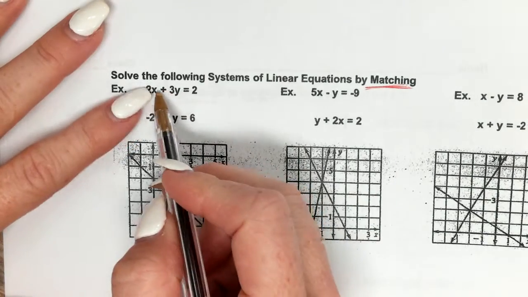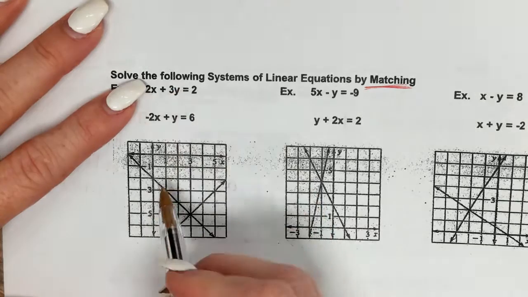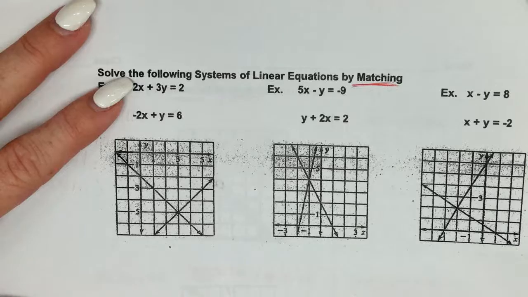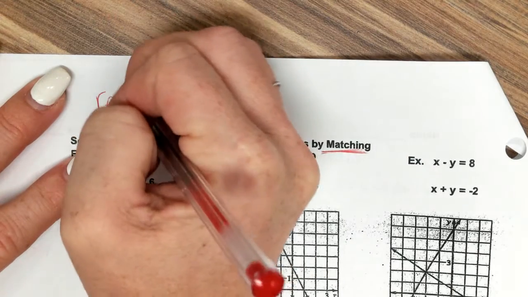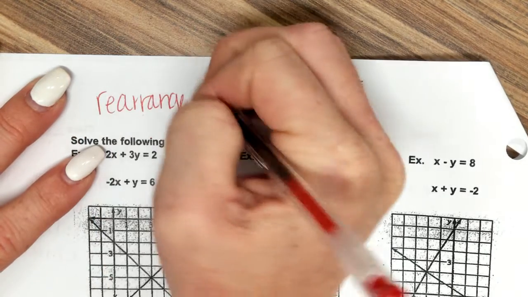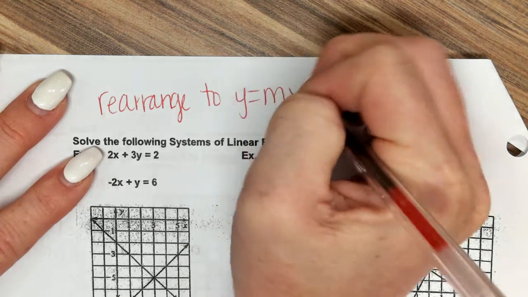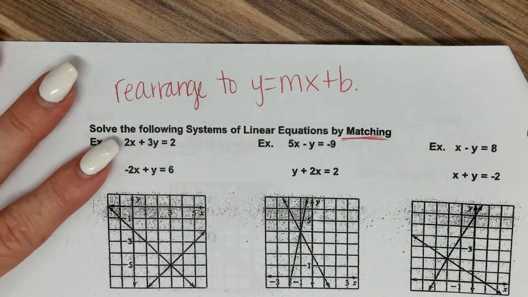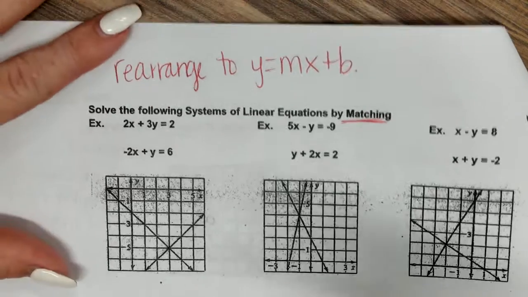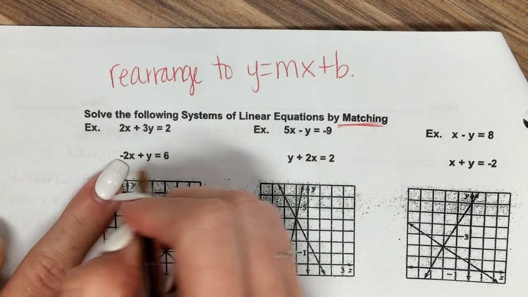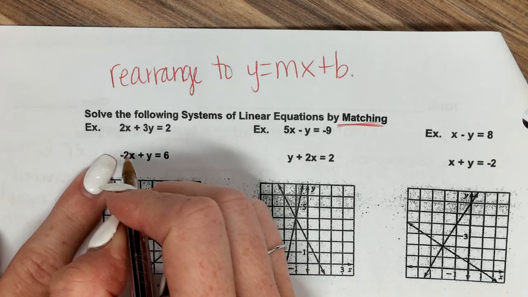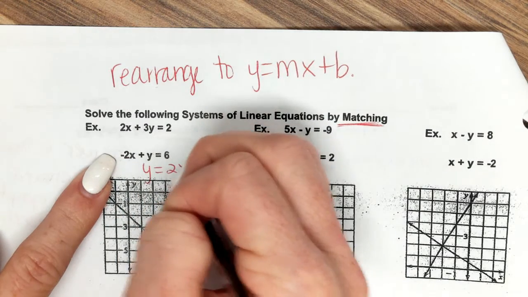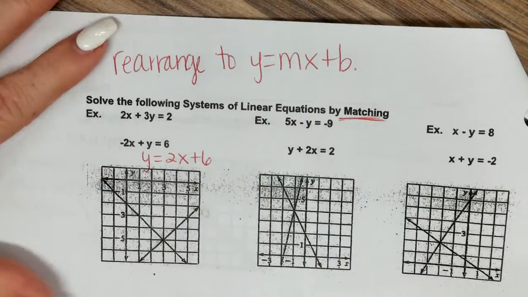If I want to match this equation with one of these graphs, what's the first thing I should do? Rearrange it. So write that up here. Rearrange to y equals mx plus b, because you guys are really good at y equals mx plus b. This one's easy to rearrange. Do y'all see it? All I need to do is move the negative 2x to the right. So I have y equals positive 2x plus 6.